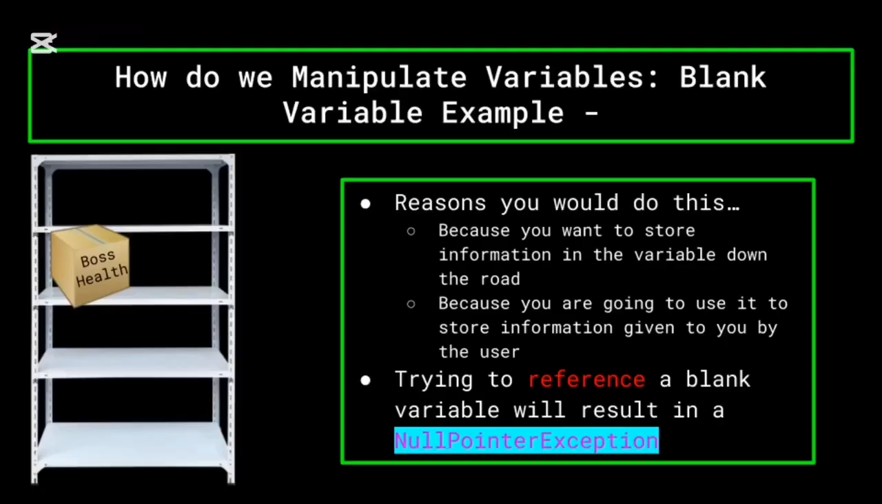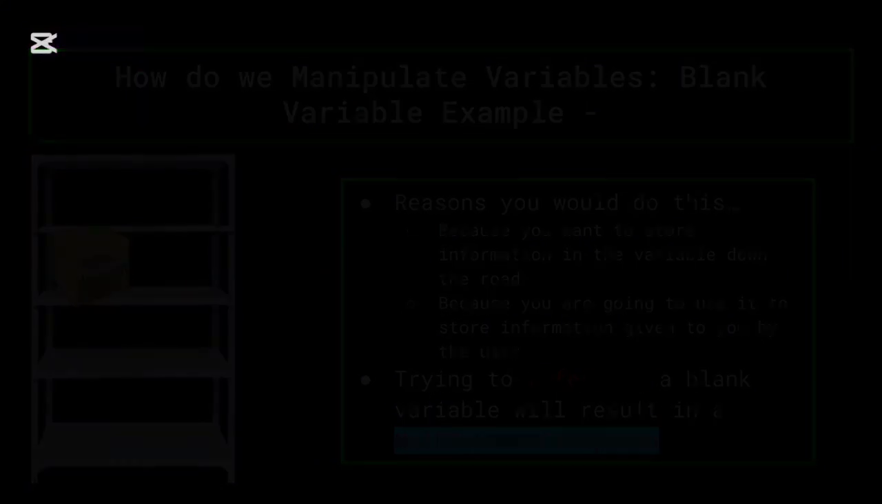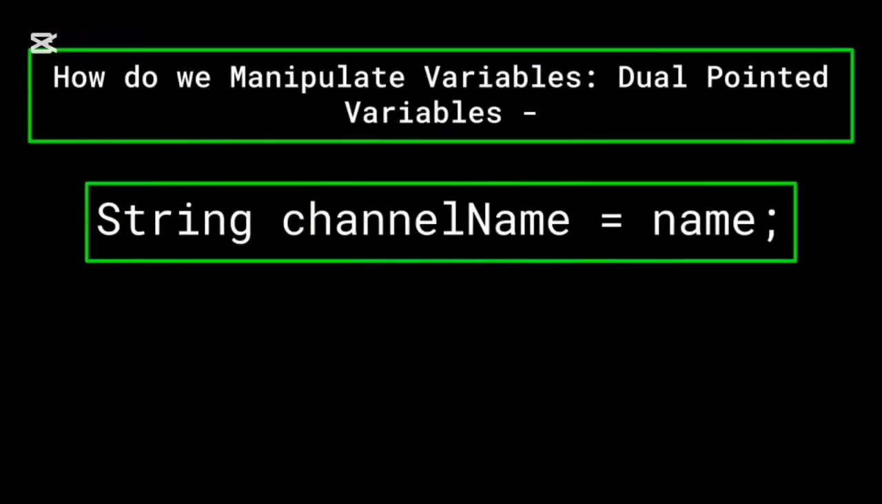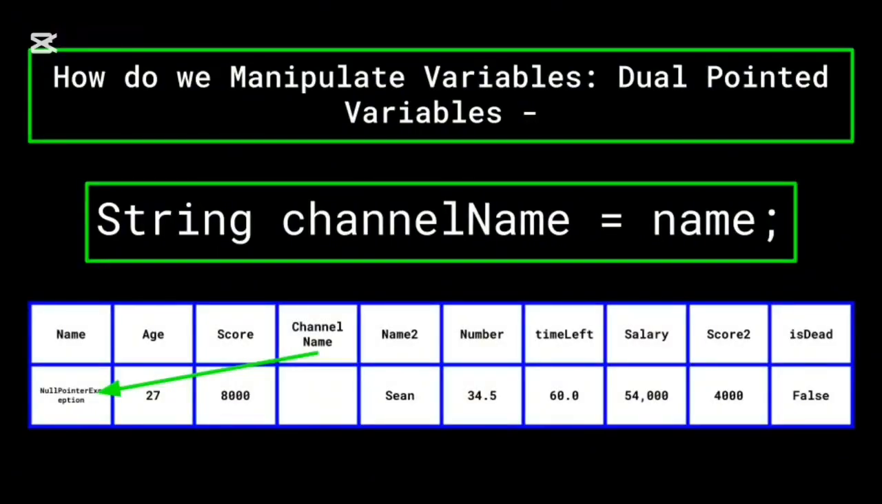Now, programming languages allow us to do some pretty cool things with these boxes that we've created. For example, let's say we created a second variable called channel name, and instead of setting it equal to null pointer exception, we instead set it equal to our already created name variable. This doesn't create a space in memory for this new variable, however it simply points to the same location of memory we have already created for the name variable.